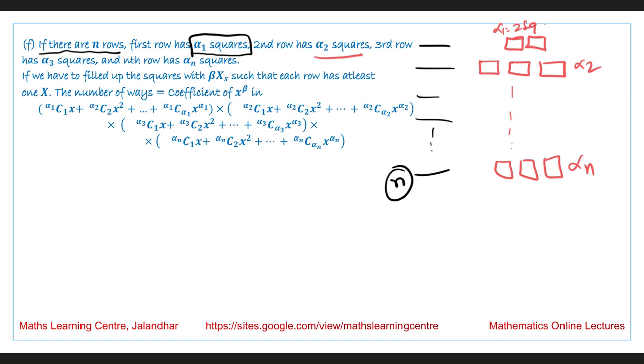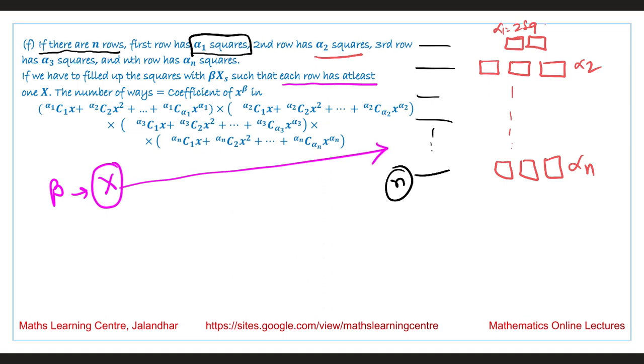Then we have to fill these squares with beta x. We have beta number of x and we want to fill these squares with these x such that each row has at least one x. Suppose 1 is placed over here, 2 are there, some 3 x are there.